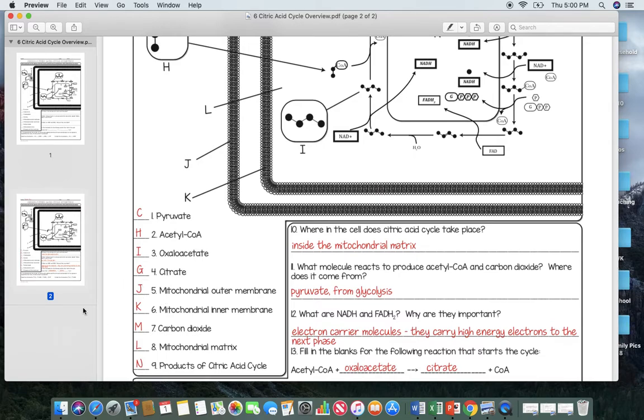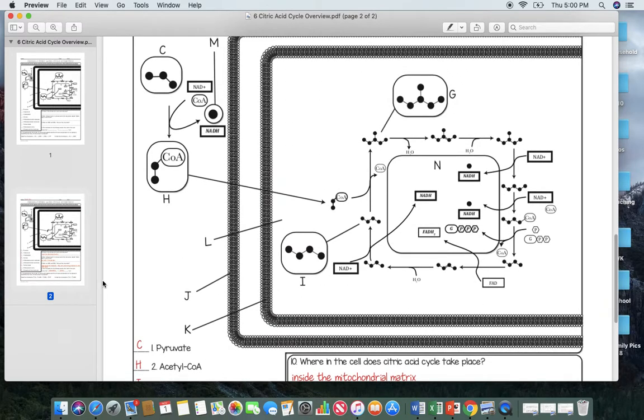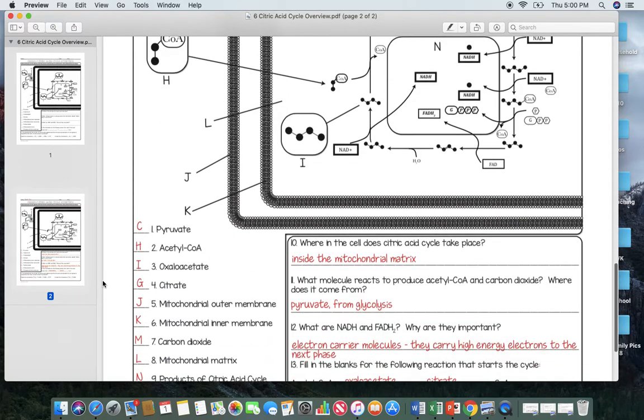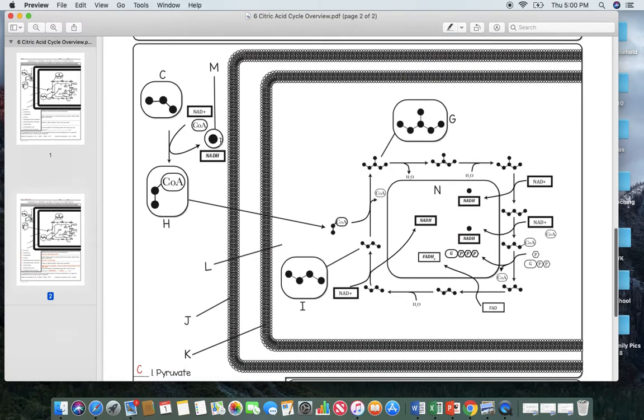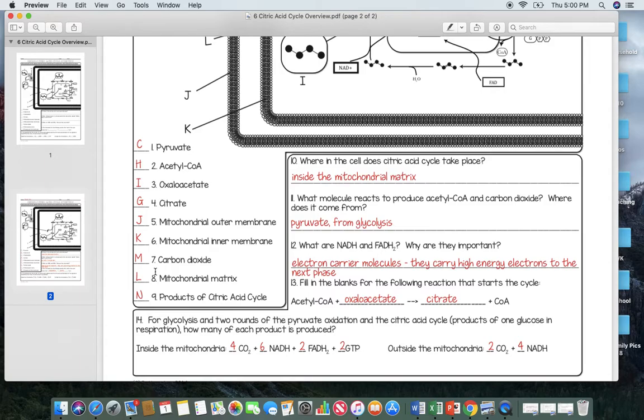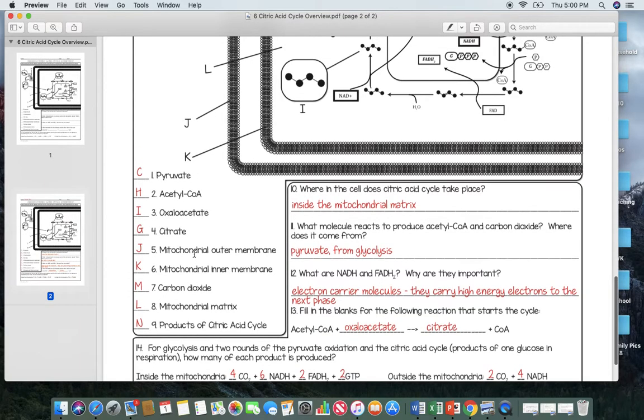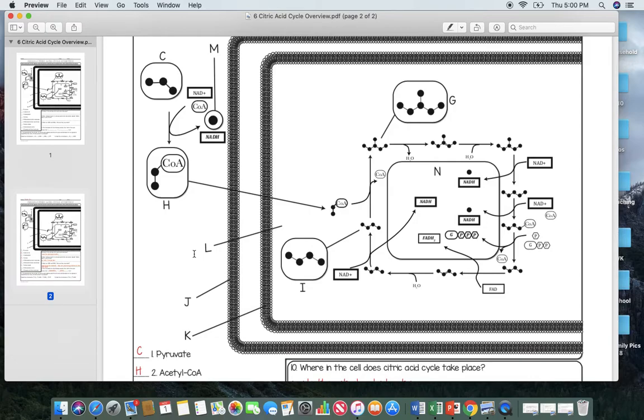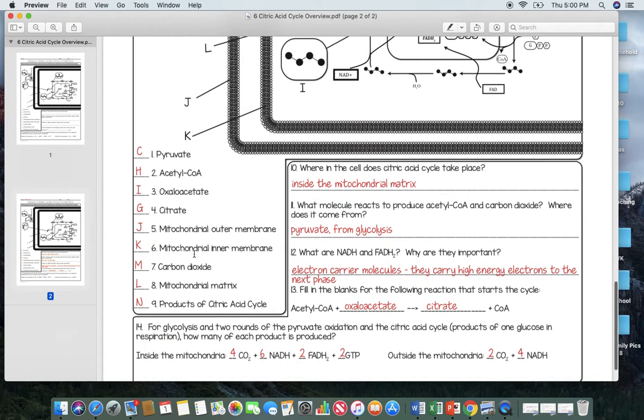Then it asks for mitochondrial outer membrane, that's J, the outside membrane. The mitochondrial inner membrane is letter K. Carbon dioxide are all the single carbons with the 2 white dots on the outside, and here it's letter M. In this picture we are not showing the 2 oxygen, so this is just our carbon dioxide. Okay, I know that one might have been a little confusing. No worries, that's why I'm going over it now. Mitochondrial matrix is letter L. That's just the inside of mitochondria, inside the inner membrane.